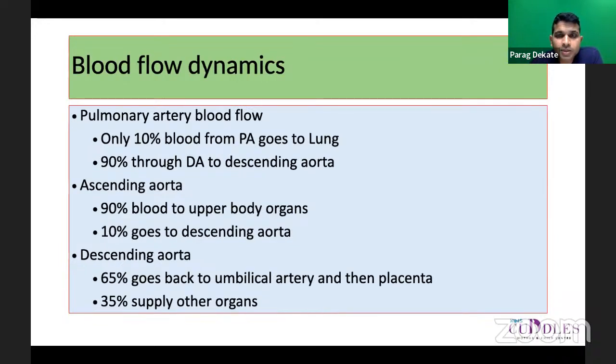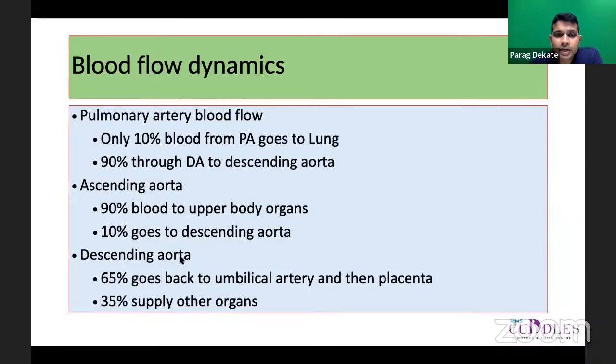What about the blood flow dynamics in the blood vessels? You can see in the pulmonary artery, only 10% of the blood goes into the lung. As I told you, the lung pressures are really high and the RV is not able to pump the blood into the lung. And we have a pop-off valve, which is the ductus arteriosus, through which 90% of the blood goes into the descending aorta. What about the ascending aorta? 90% of the blood goes to the upper body organs. Once it is ejected from the left ventricle, it perfuses the upper part of the body, mainly the brain, and 10% goes into the descending aorta, which mixes with the blood coming from the pulmonary artery.